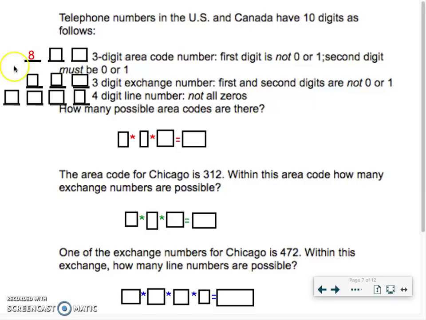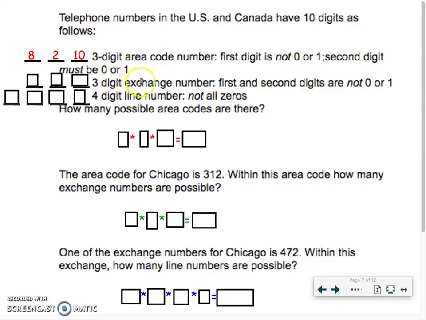Okay. Now it says the second number must be 0 or 1. Well, if it has to be 0 or 1, that only gives us 2 options. And then lastly, the third number, it doesn't say anything that we can't have for the third number. So for the third number, we just assume that we can use all numbers from 0 to 9, which we have 10 options from.